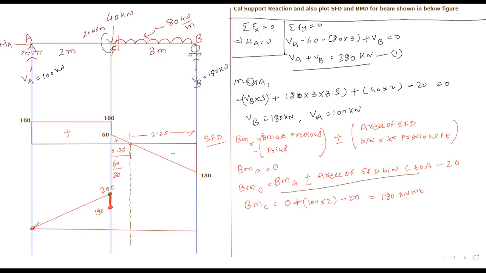You are not allowed to draw the diagram like this. Direct 180, don't draw. Is it clear or not? You have to mention the effect of the bending moment. Clear? Students, please give me the answer in the chat box. Okay, keep in mind, don't make this mistake.